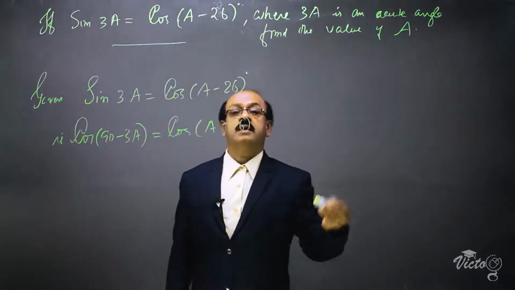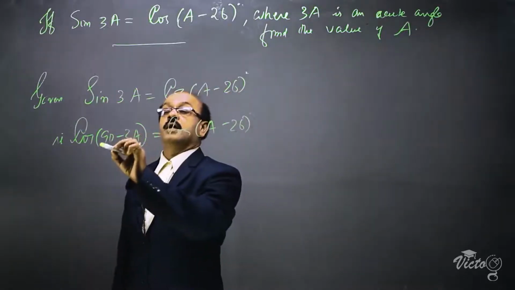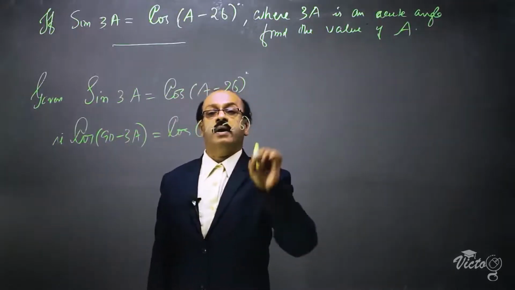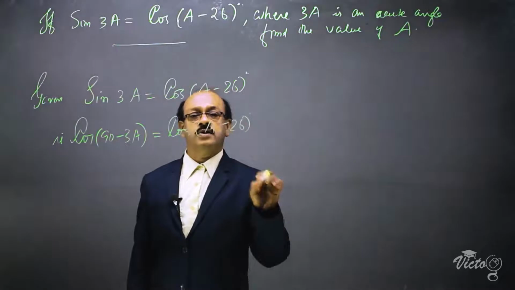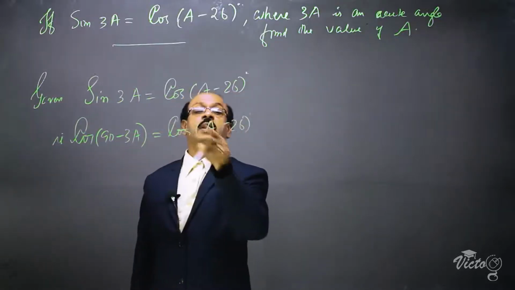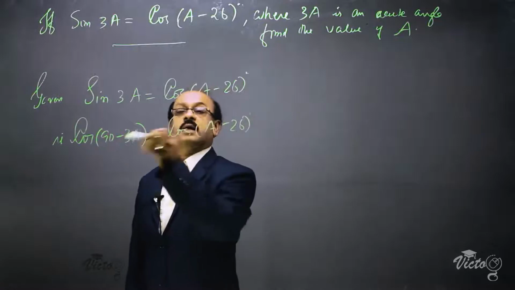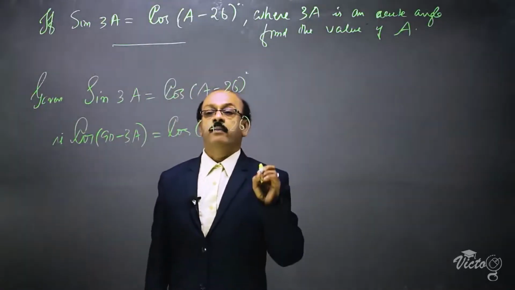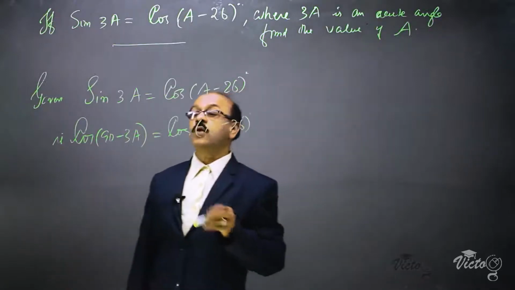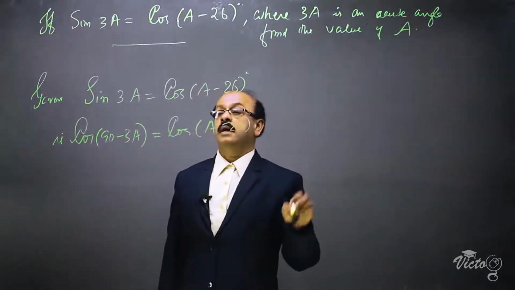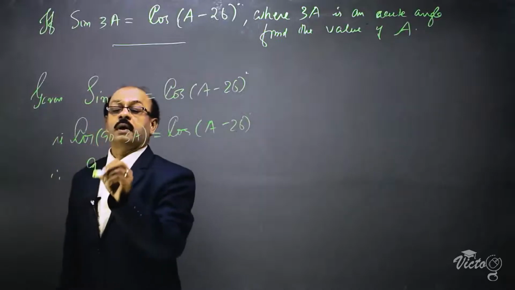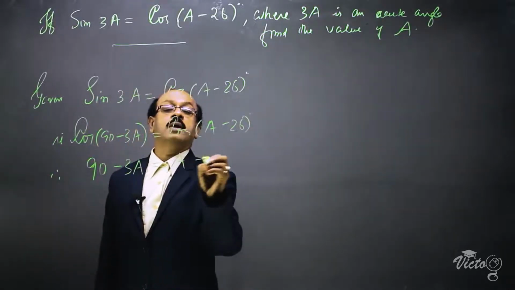You will study in the higher classes what is inverse ratio. Just we have to understand that if cos 90 minus 3A is equal to cos A minus 26, then 90 minus 3A will be equal to A minus 26. For the time being, just understand this much. Simply we say cancelling cos and cos, but the process is not cancelling, because we cannot cancel cos and cos. We are taking the inverse ratio, cos inverse of cos, that you will study in higher classes. So, if cos 90 minus 3A is equal to cos A minus 26, then 90 minus 3A will be equal to A minus 26.